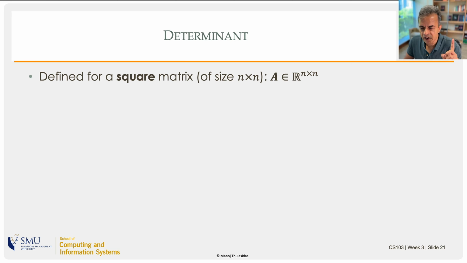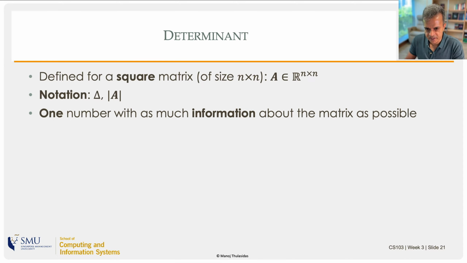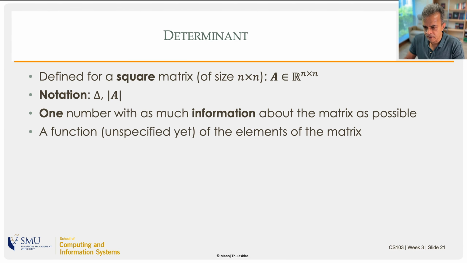First of all, it's defined only for square matrices. And there are different notations for it: a delta for determinant, or single vertical bars. And that's what we will use in our book and in my slides. So like I said, it's just one number, but it contains a lot of information about the matrix. It's a function of the elements of the matrix.